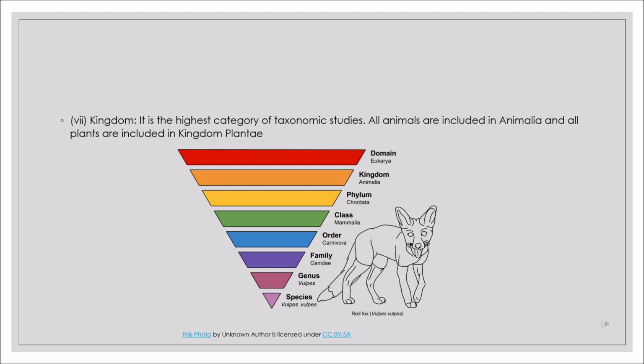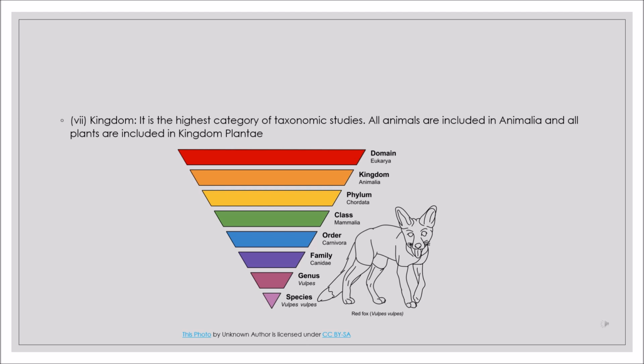It is the highest category. So all the animals are put under one kingdom called Animalia, and all the plants are put under one kingdom called Plantae. Only two major kingdoms are there, Animalia and Plantae, and under those, the different organisms are placed. So this is all about the hierarchy of classification.